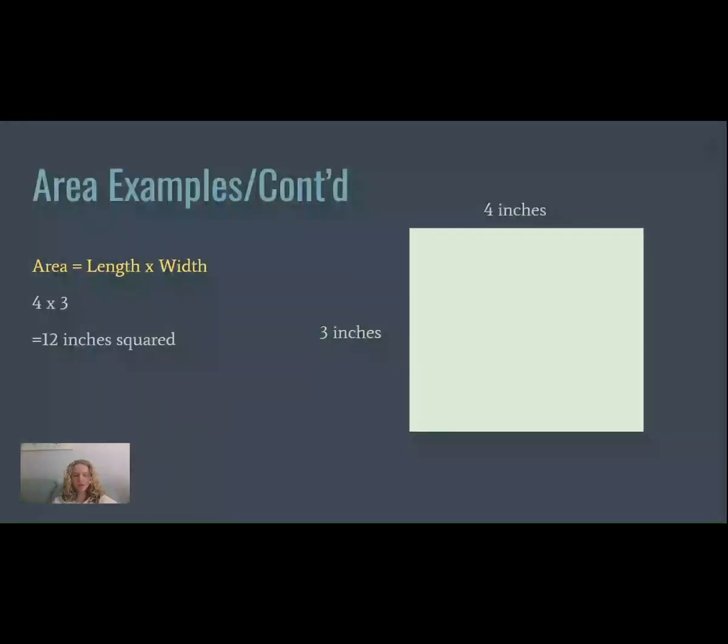So this is just a super simple example of how to calculate area. It's length times width, but this varies depending on the shape. So right here, we just have a simple rectangle. Its length is 4 inches and its width is 3 inches. So we just multiply that together and you get 12 inches squared.